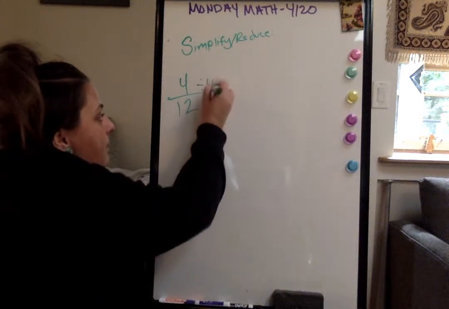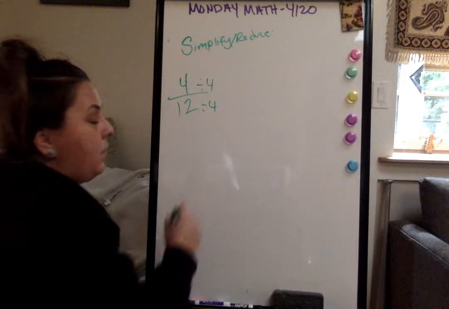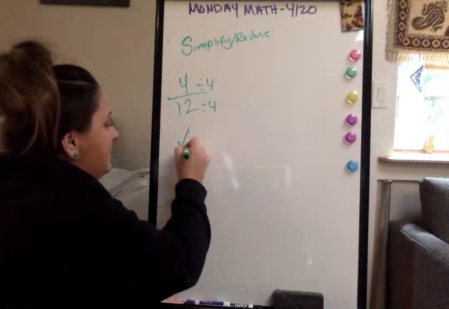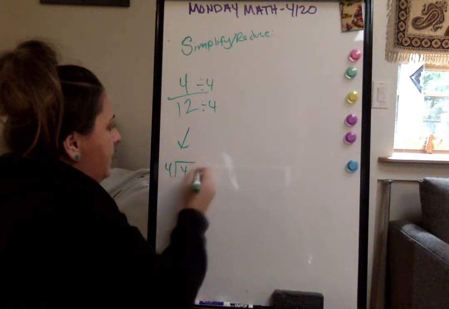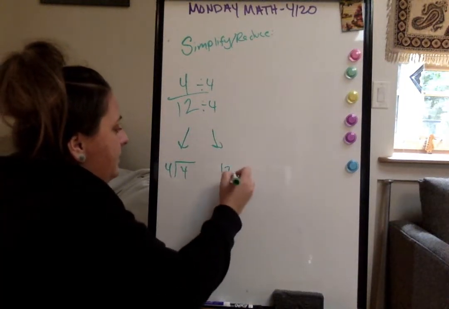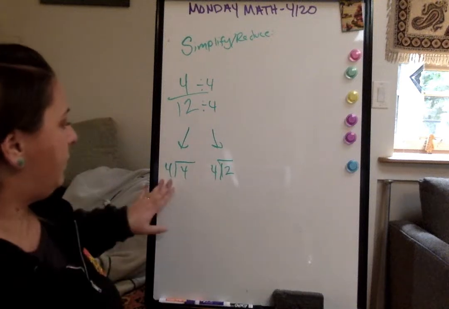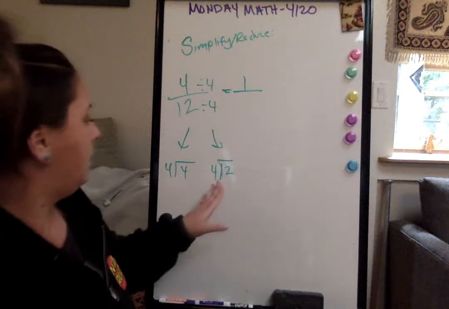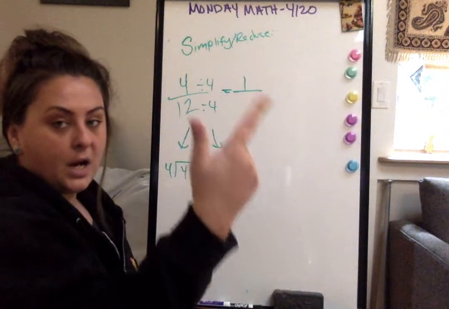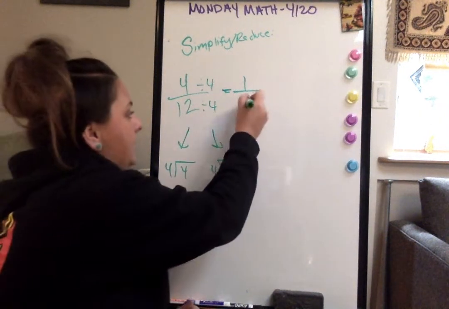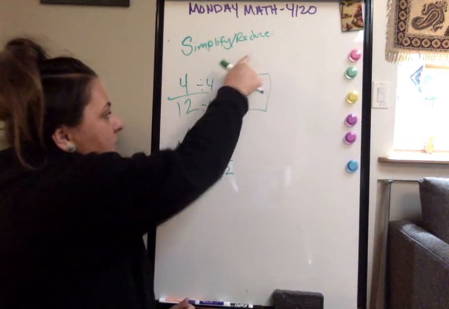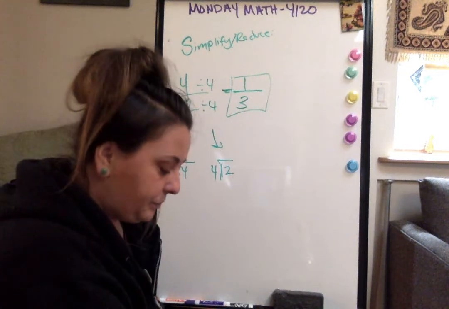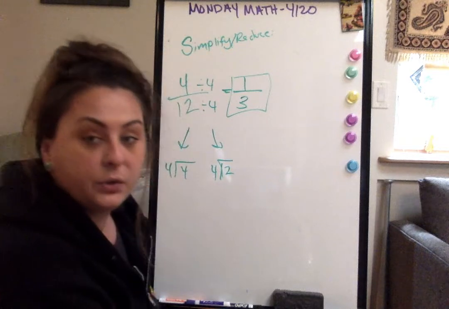If we divide by 4, we divide by 4. It's just like saying this as well: 4 divided by 4 and 12 divided by 4. 4 goes into 4 one time. 4 goes into 12, 4, 8, 12, 3 times. Your reduced answer is 1/3. And that is what you will mark on your Google form.